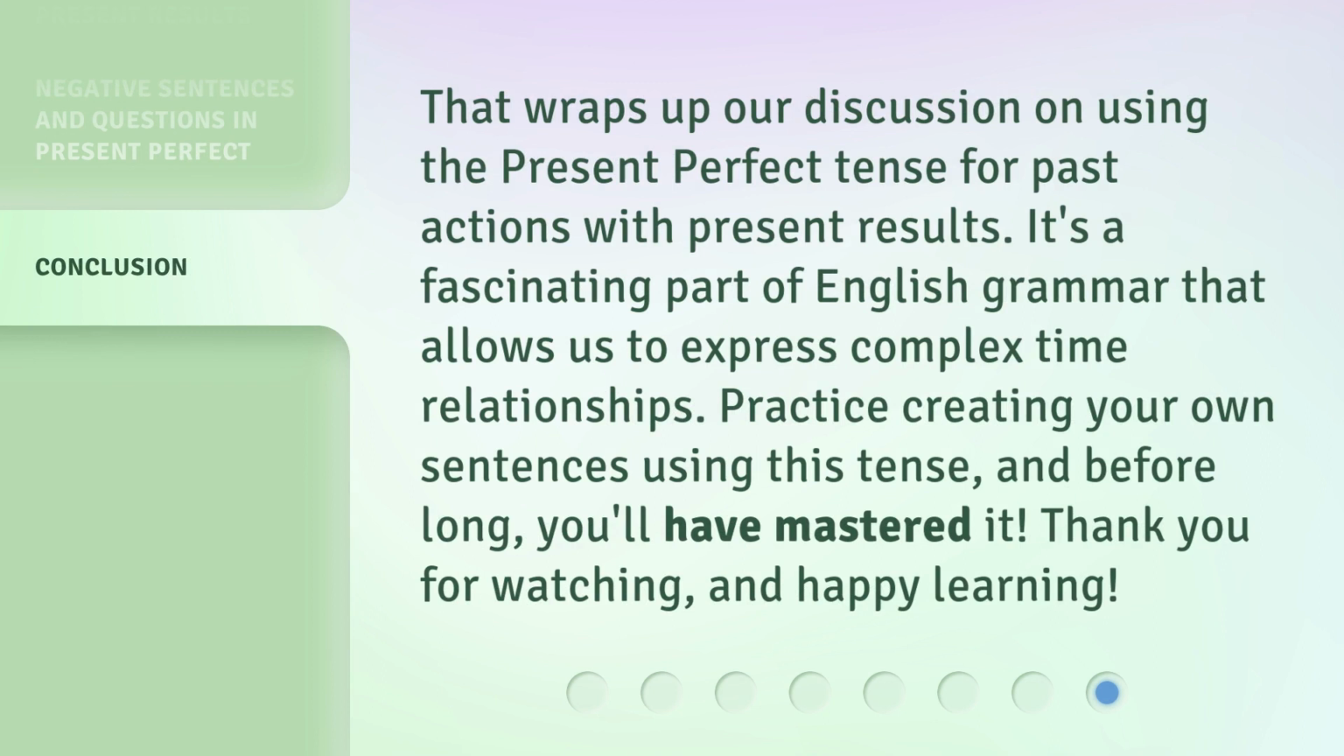That wraps up our discussion on using the present perfect tense for past actions with present results. It's a fascinating part of English grammar that allows us to express complex time relationships. Practice creating your own sentences using this tense, and before long, you'll have mastered it.